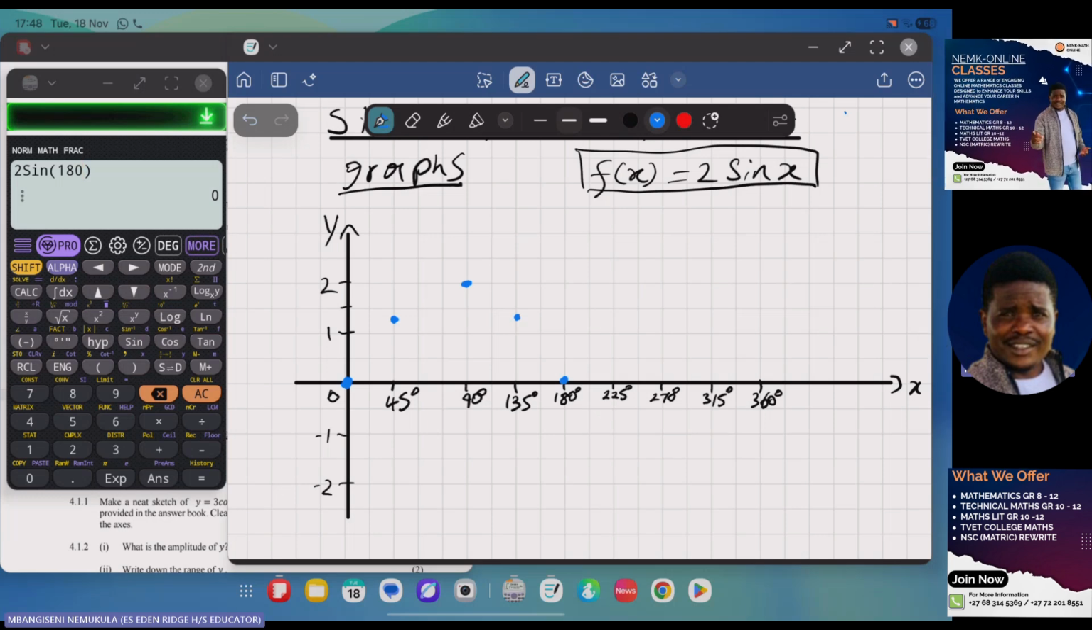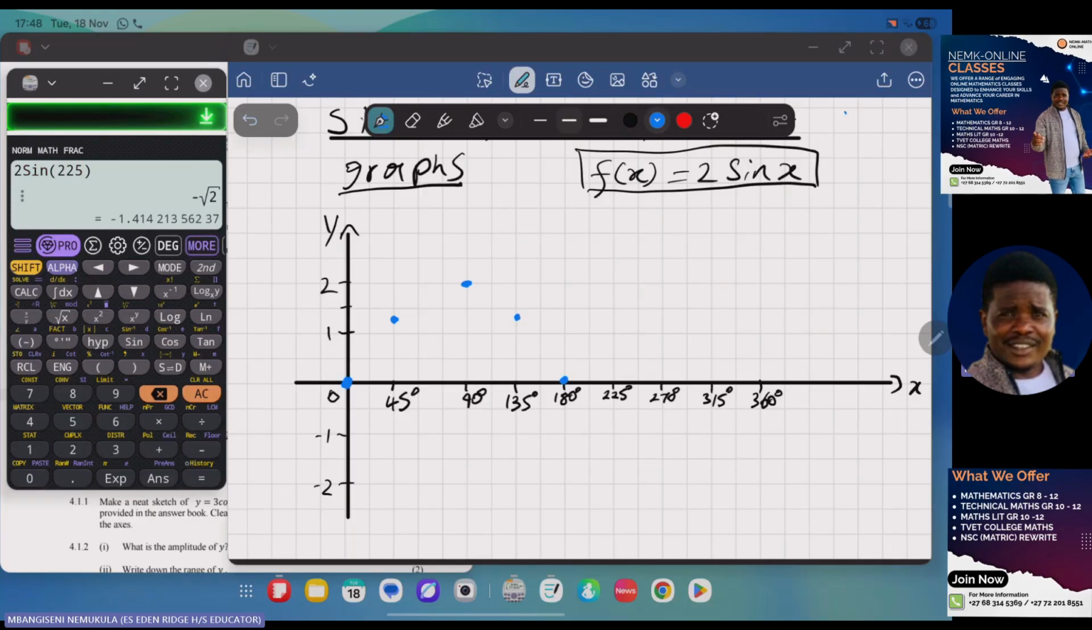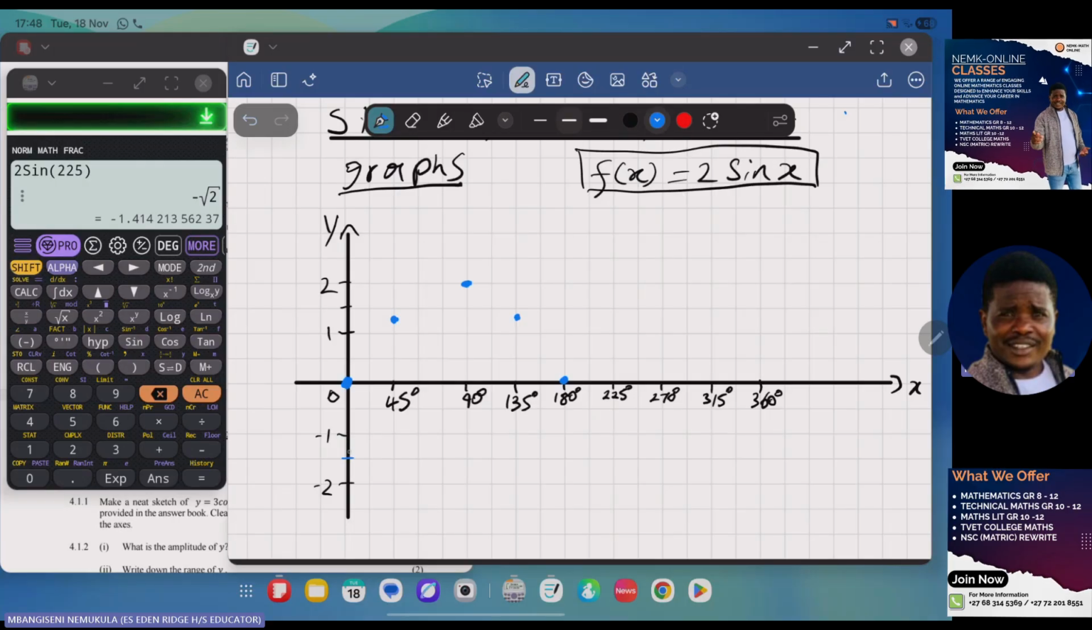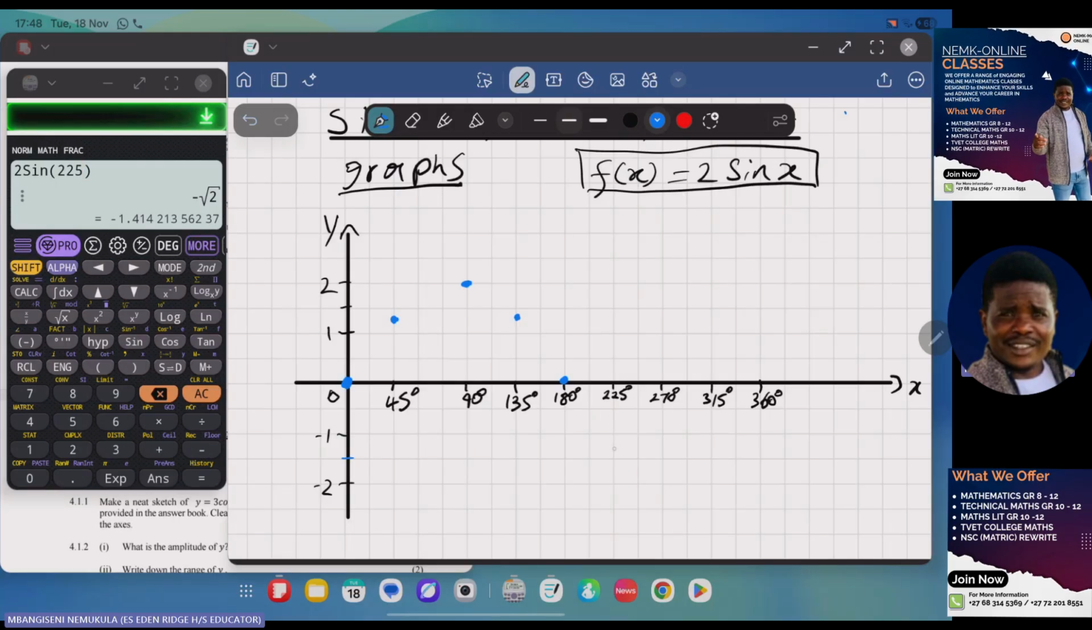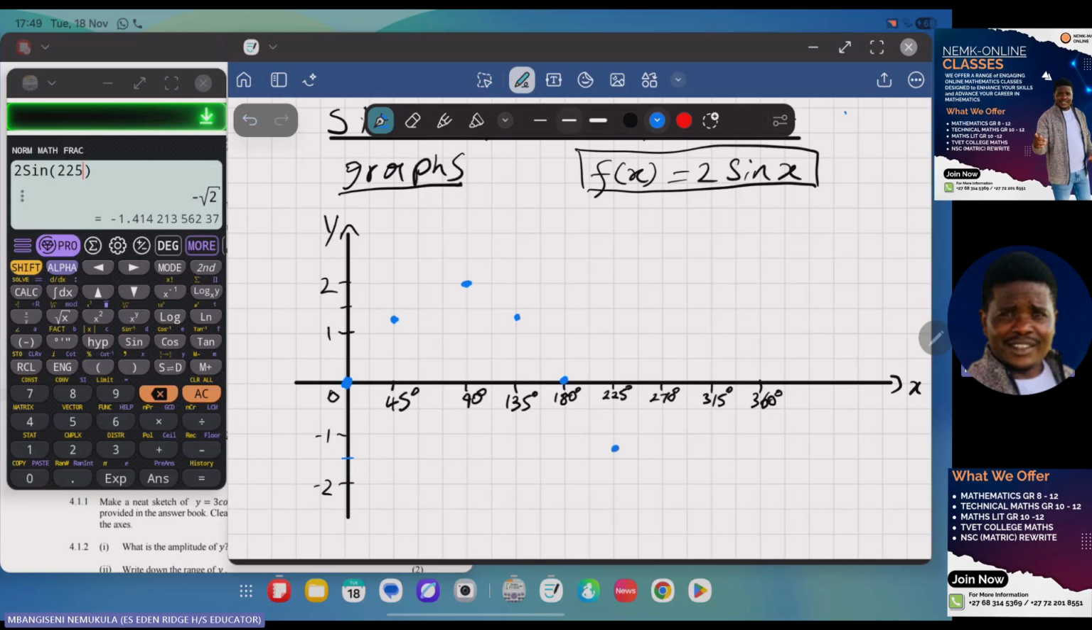Now let's go 225. Let's see what we get. We get negative 1,41. So negative 1, negative 1,5 there. Negative 1,41 and 225 will be something that is before 1,5. 225 and negative 1,41 there. Make a dot there.